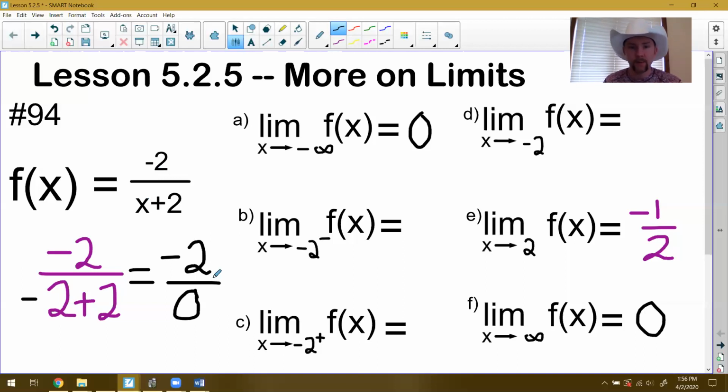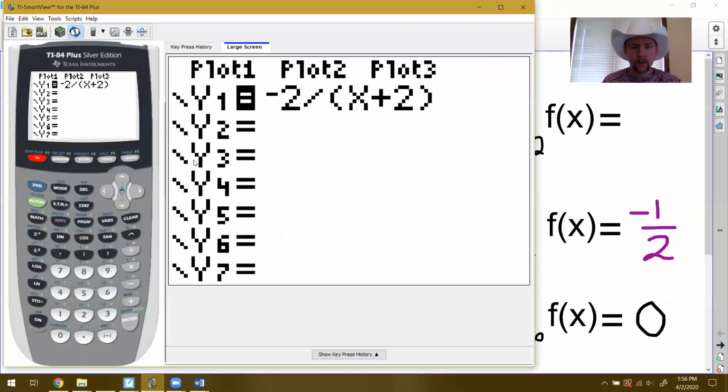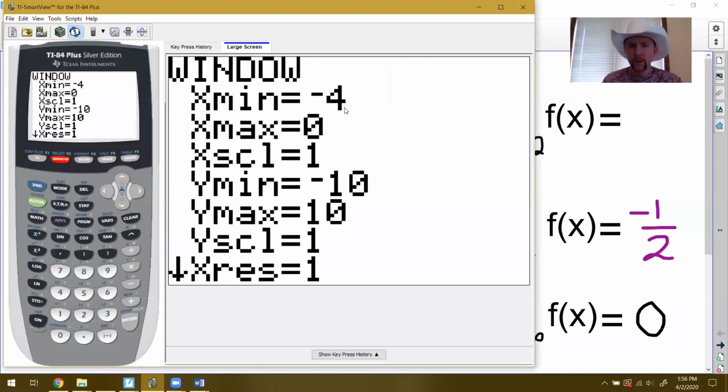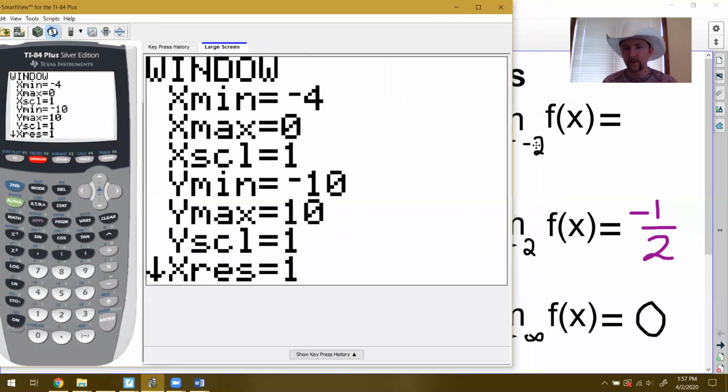Generally our go-to secondary strategy, if we can't plug a value in, is to look at the graph, okay? So I'm going to bring up for you a graphing calculator with my y equals, and I have plugged the function in, making sure that the bottom is in parentheses, x plus 2. Now I'm going to go to window, which is right next to that y equals, and hopefully you notice that my x min and x max are negative 4 and 0. The reason that I did that is because I am focused fully on this negative 2 right here.